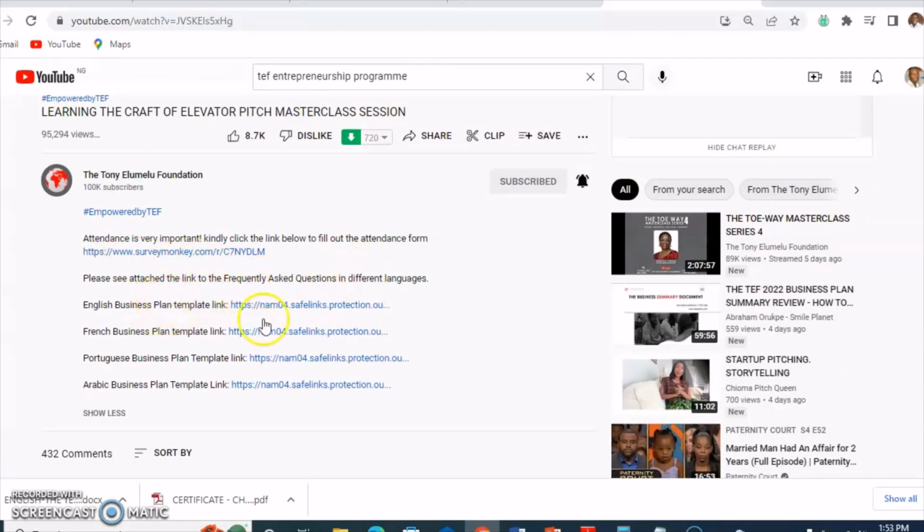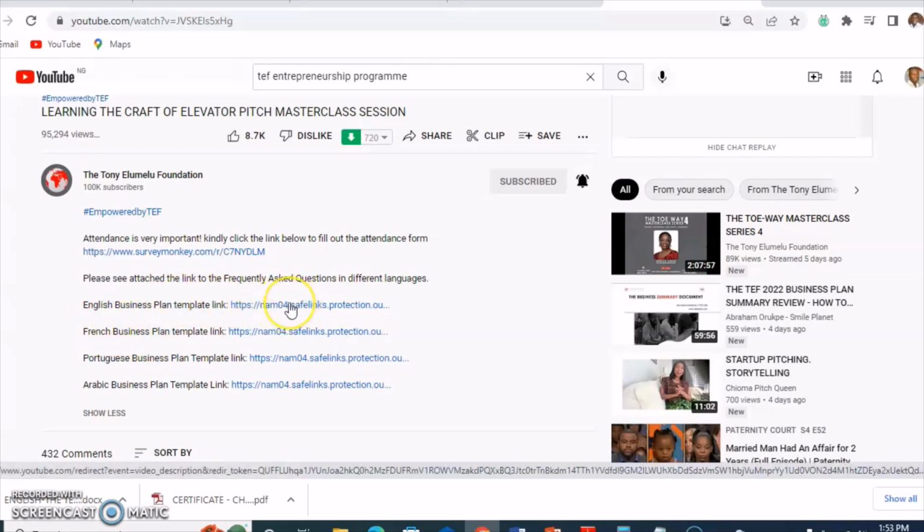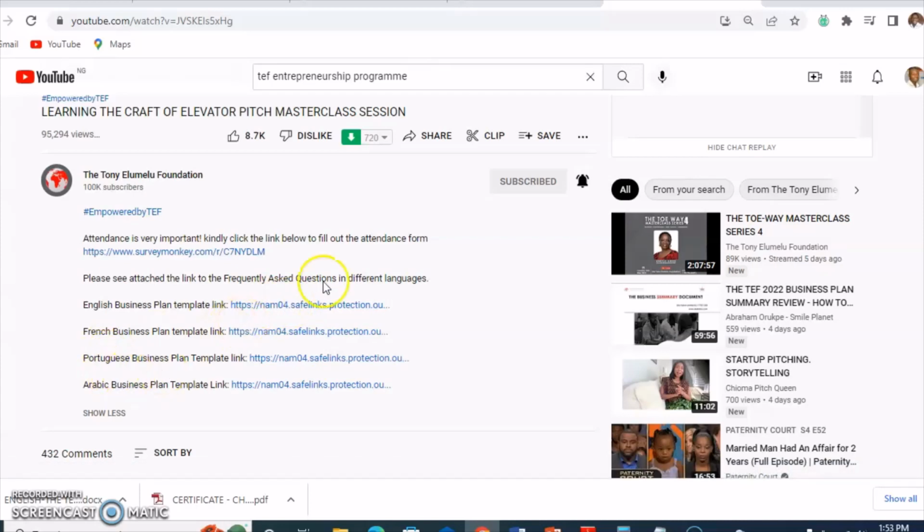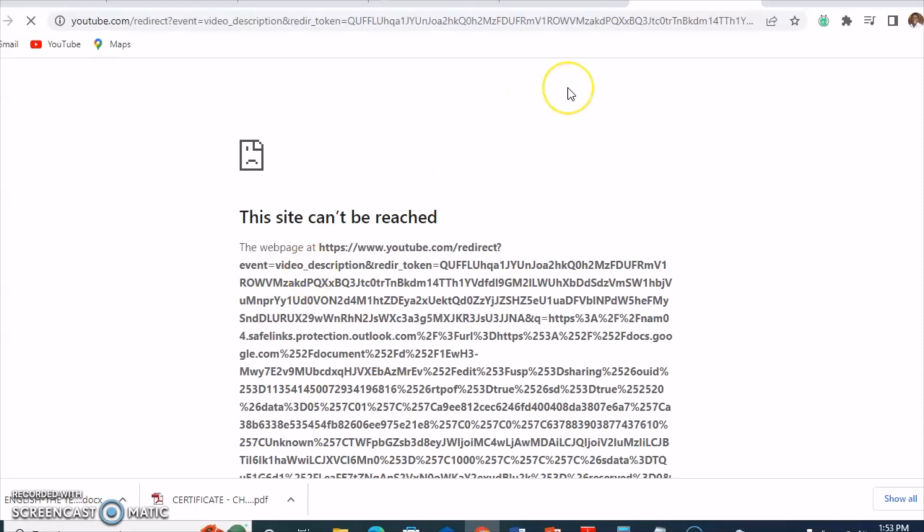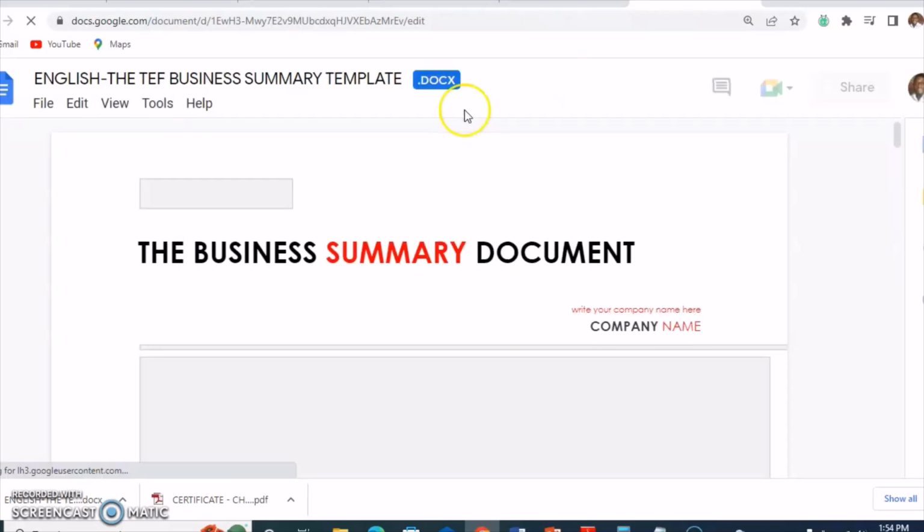This one is for the English business plan template, so you click on it. This is the one for English. The others are French, Portuguese, Arabic. We are interested in the English, so you click on it. Let's watch it. Okay, so it will open up, usually on a Google document.